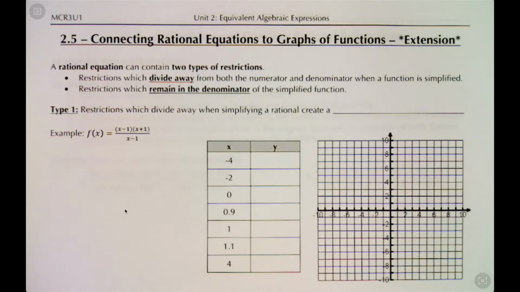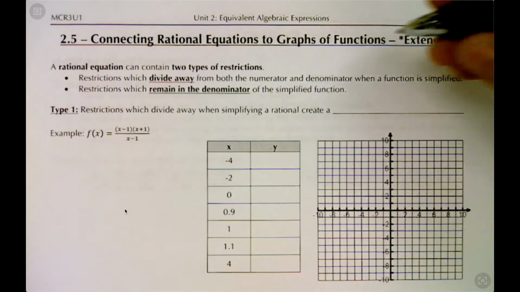So we're going to look at the two types, the ones that divide away and the ones that stay, and we'll get our first look at what that might do to a graph of a rational function. So type 1, we'll start with the restrictions which divide away. The ones that divide away, when you simplify, create something called a hole.